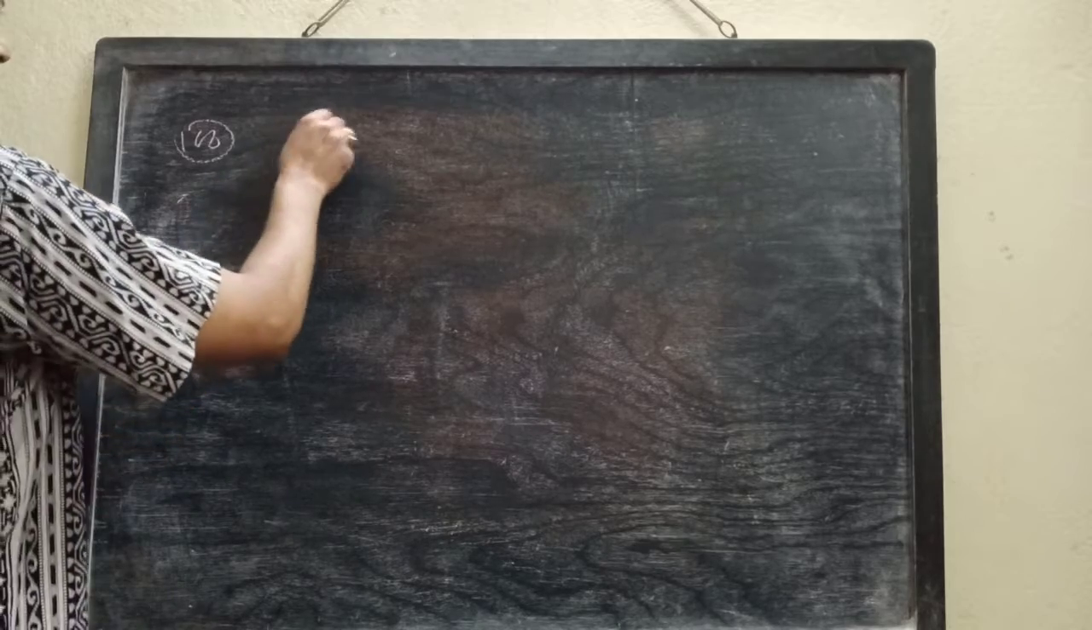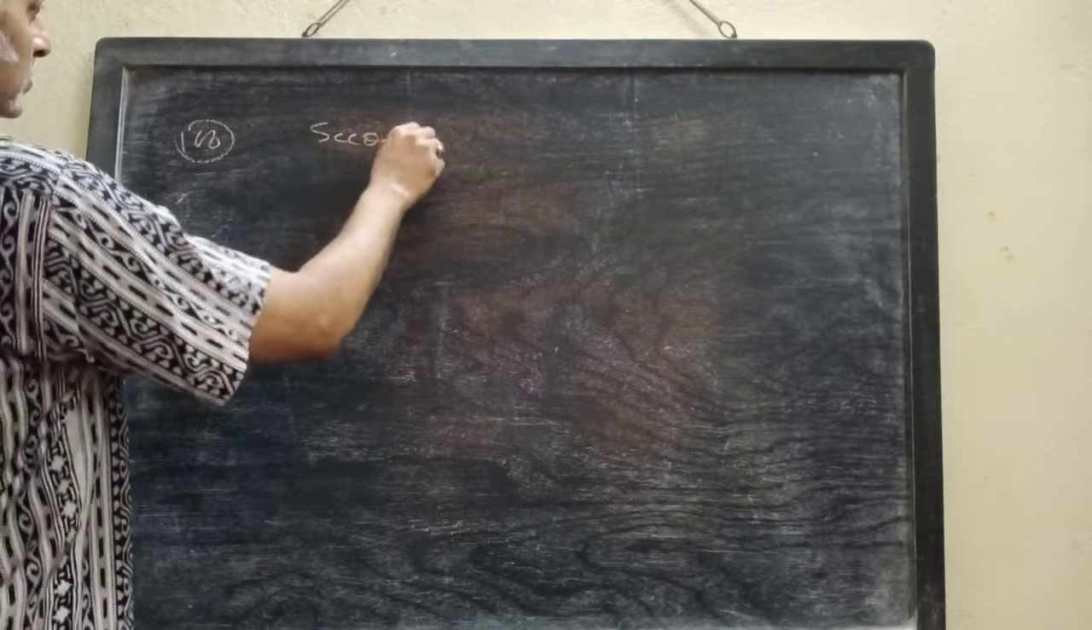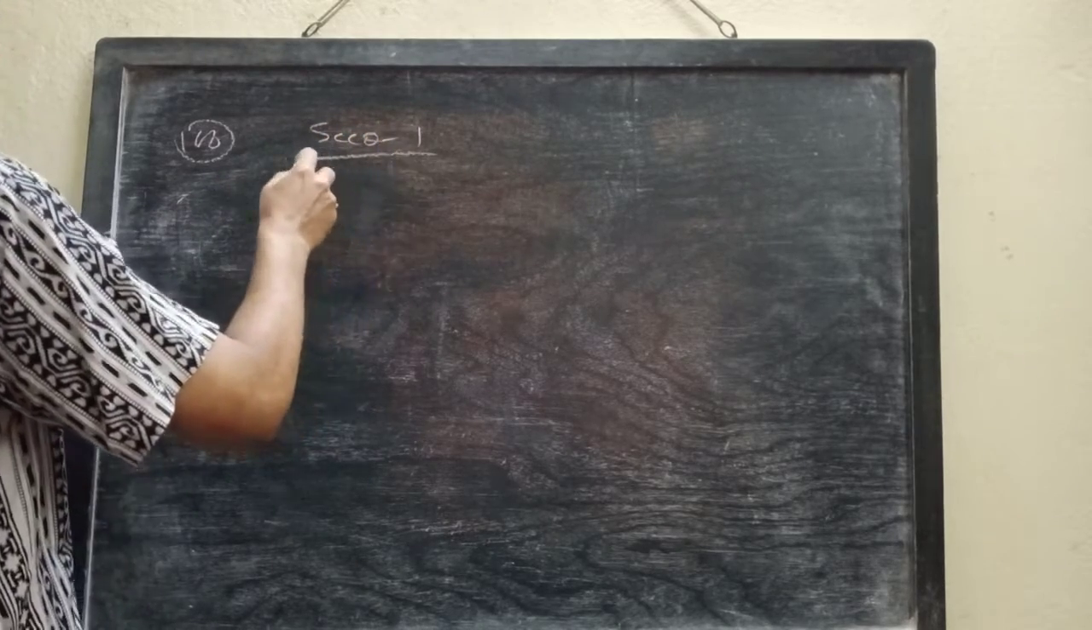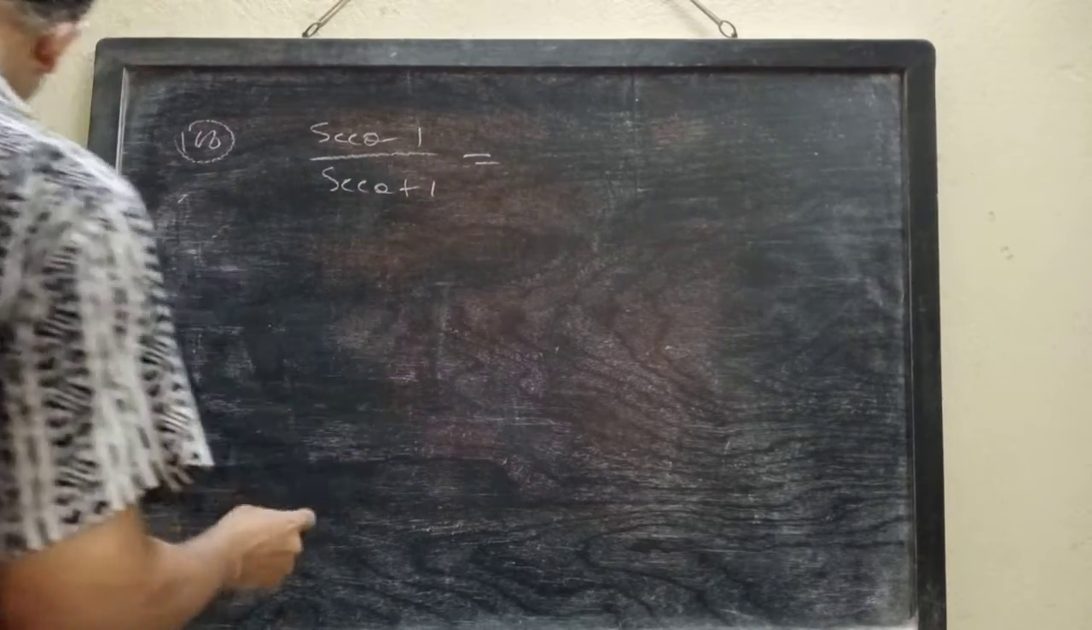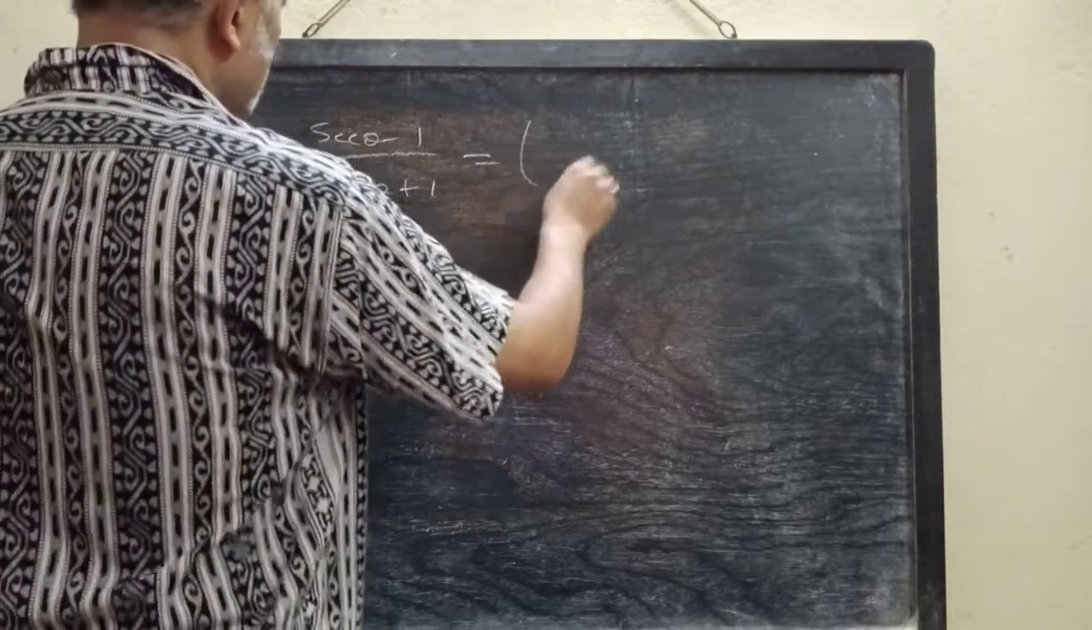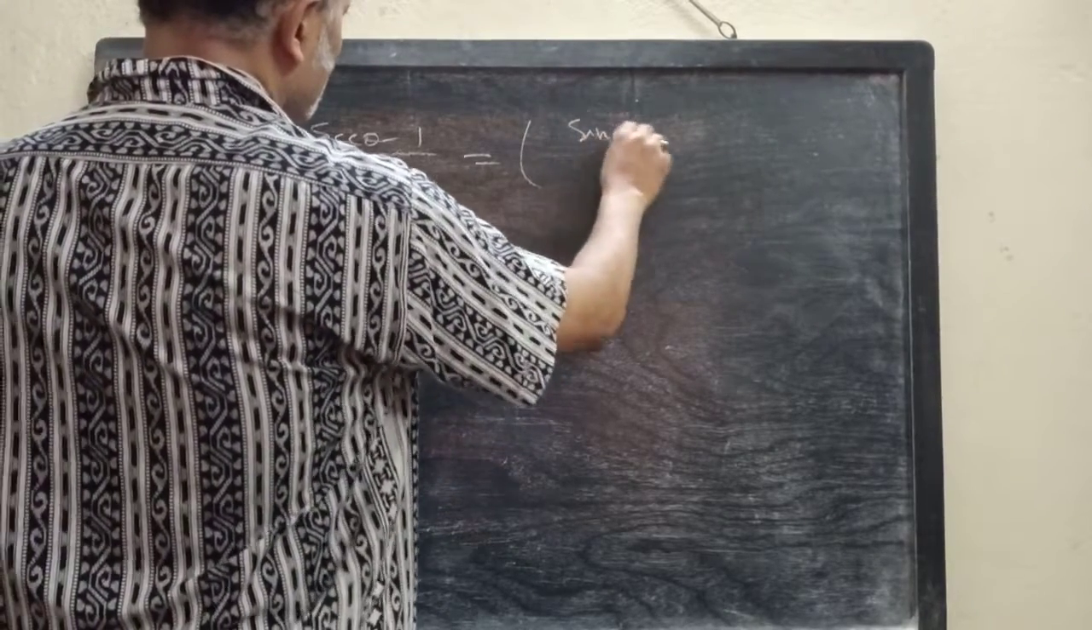(sec theta minus 1) by (sec theta plus 1) is equal to (sin theta by 1 plus cos theta) whole square.